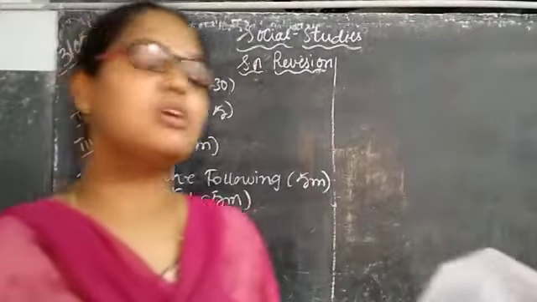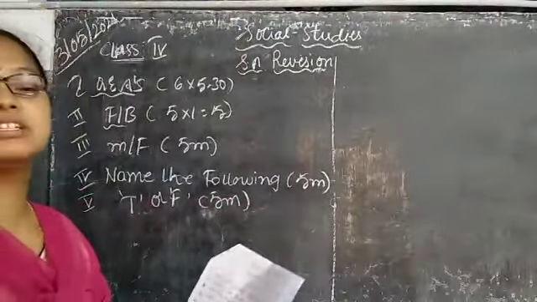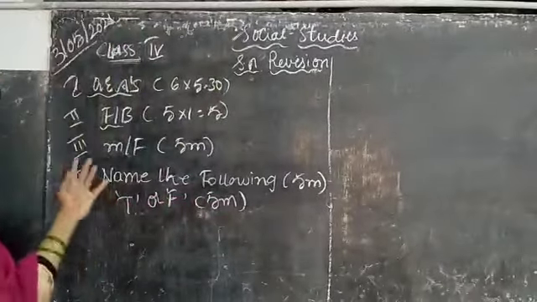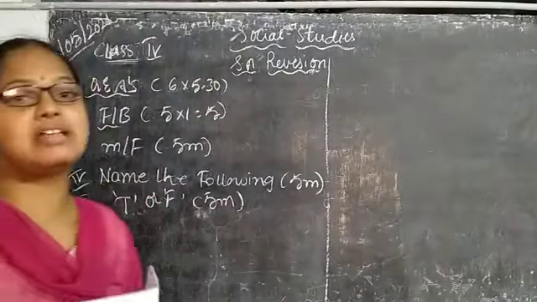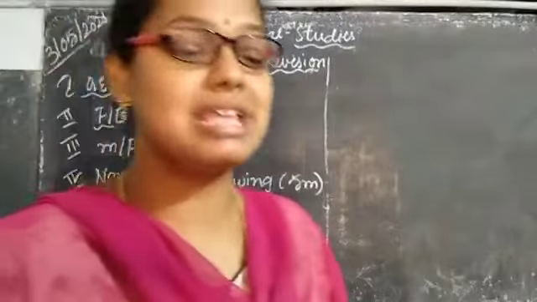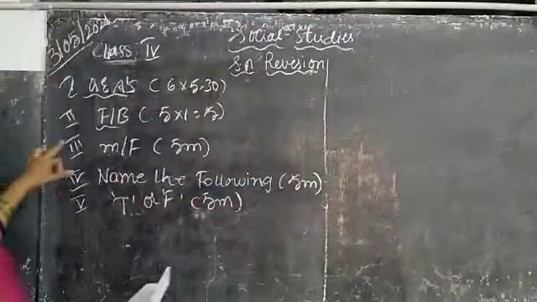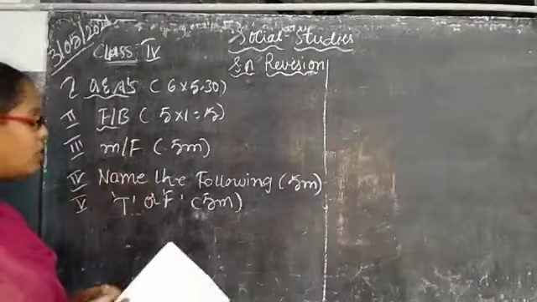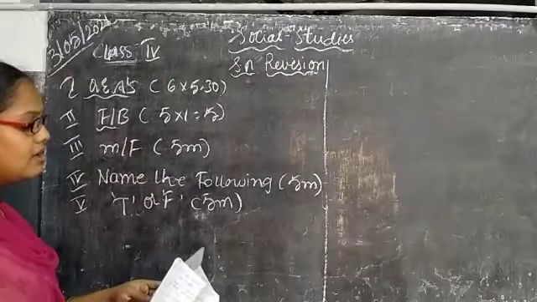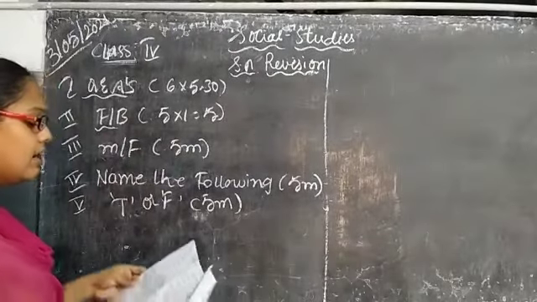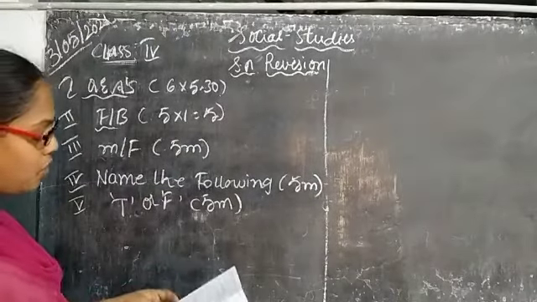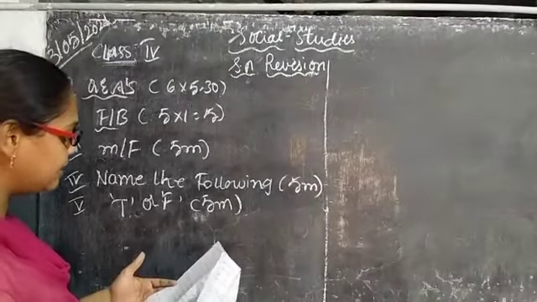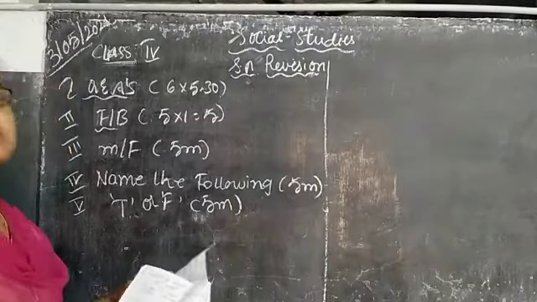Here is summative assessment 2. From the first 3 lessons I have given your summative assessment 2. What is the first section? The first section is question answers, 6 question answers, each carrying 5 marks. 6 5s are 30. What is the next bit? Fill in the blanks. 5 I have given, 5 ones are 5. Third one is match the following. 5 ones are 5. Next is name the following. That is also 5 marks. The last bit, write whether the following statements are true or false. That is also 5 marks.